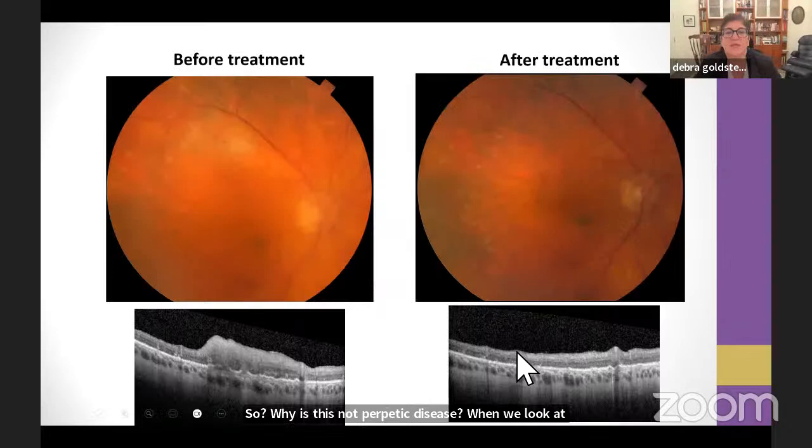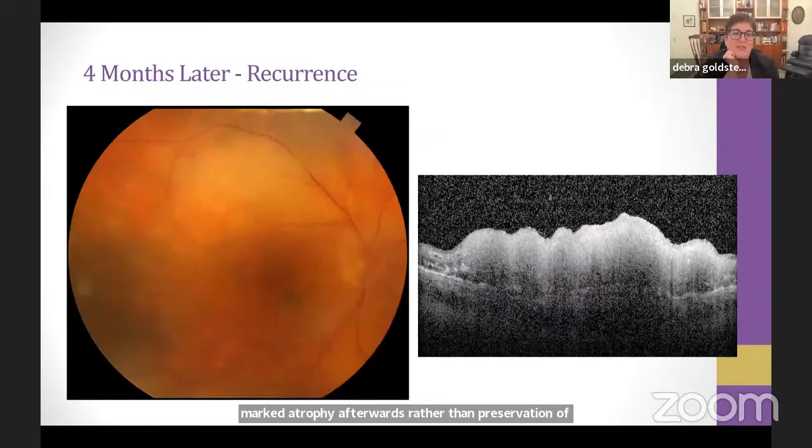One of the clues I'm going to give you is this is after treatment, and you can see that there is relative preservation of the retinal layers. When we have full thickness retinal necrosis with toxoplasmosis or herpes, we tend to get marked atrophy afterwards rather than preservation of the retinal layers. And here you can see there's another episode where she has a recurrence.